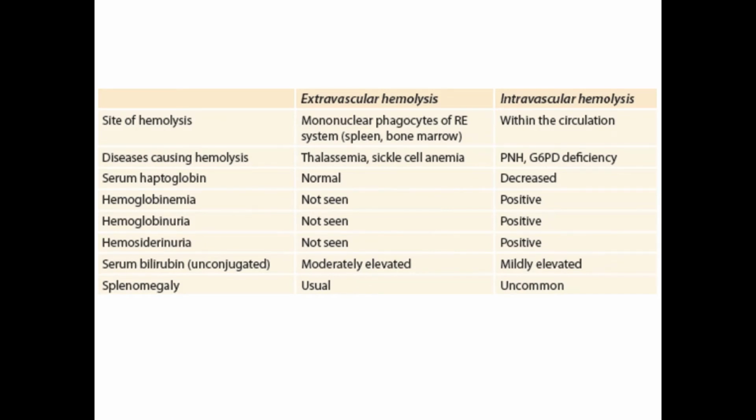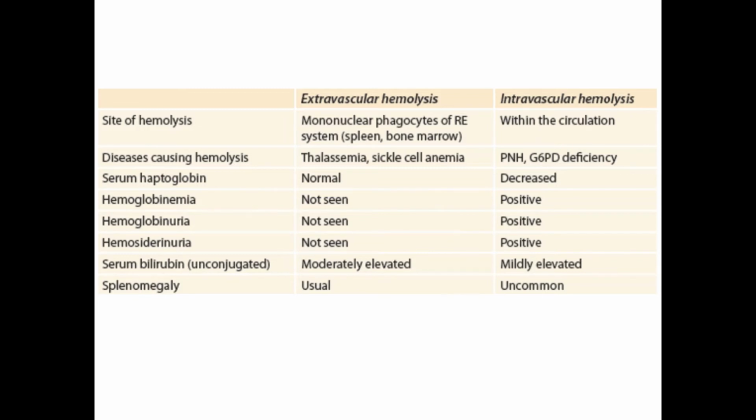This table shows the differences between intra and extravascular hemolysis. In extravascular hemolysis, the site is macrophages of spleen, bone marrow as well as liver, whereas intravascular hemolysis occurs within the blood vessels. Some examples for extravascular hemolysis are thalassemia and sickle cell anemia, whereas for intravascular hemolysis, paroxysmal nocturnal hemoglobinuria is the classical example. Serum haptoglobin is normal in extravascular hemolysis while it is reduced in intravascular hemolysis.